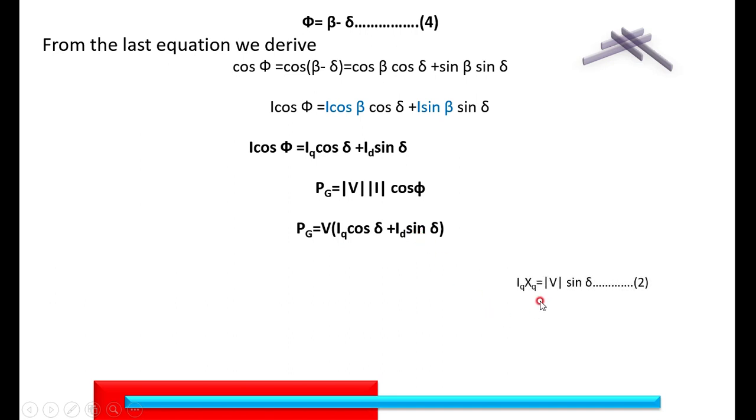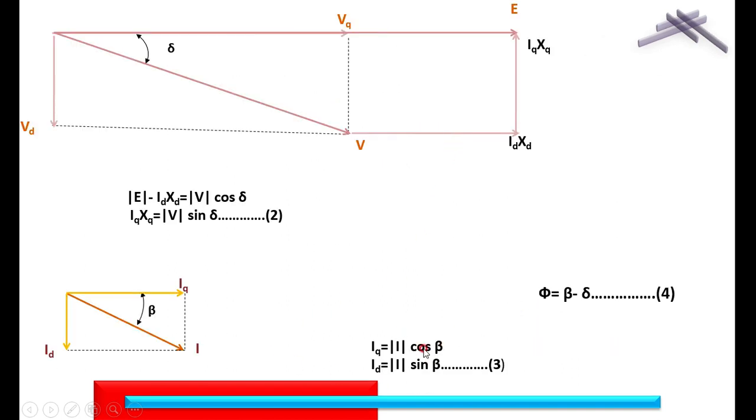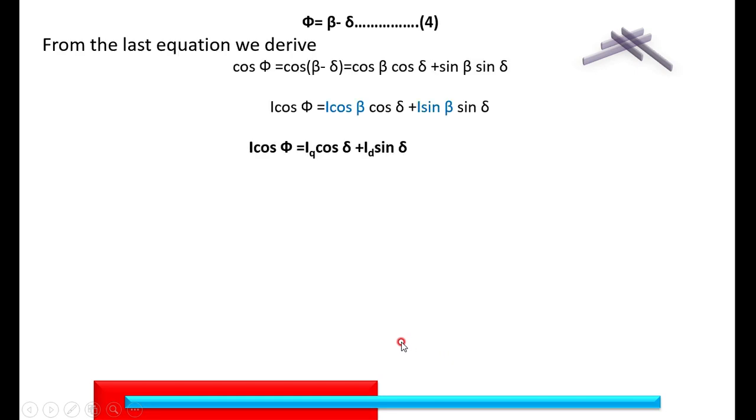Therefore, because you have written all these things here, IQ XQ is V sin delta. Therefore, IQ is V sin delta by XQ. And also from the voltage equation, E minus ID XT is equal to V cos delta. Therefore, your ID will be (E minus V cos delta) by XT from this relation. These relations I am substituting here. Here previously I cos beta is nothing but your IQ, I sin beta is equal to ID, that is already established here in equation number 3.